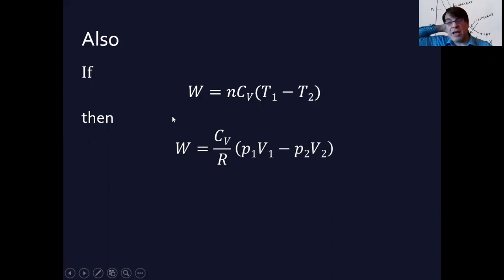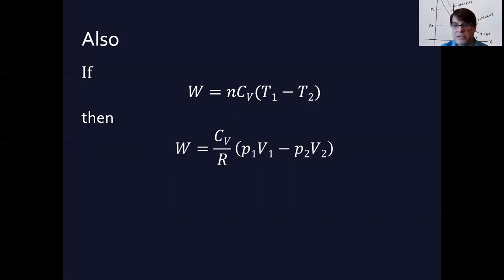Okay, so here's the second formula that I think is the most important thing to take away from this section. Basically, it expresses the work done in an adiabatic process in terms of pressure and volume as opposed to temperature. So this formula expresses work done in terms of temperature, and this formula expresses work done in terms of pressure and volume.